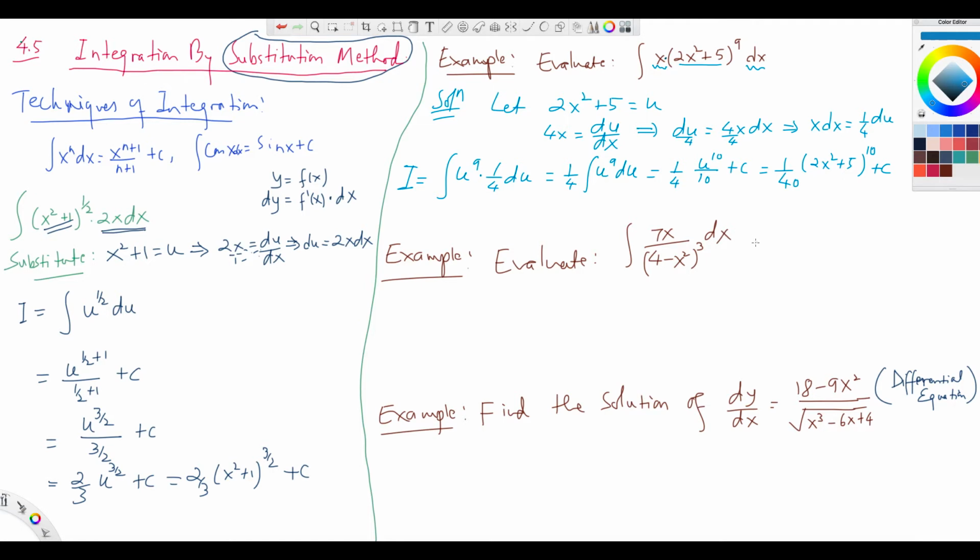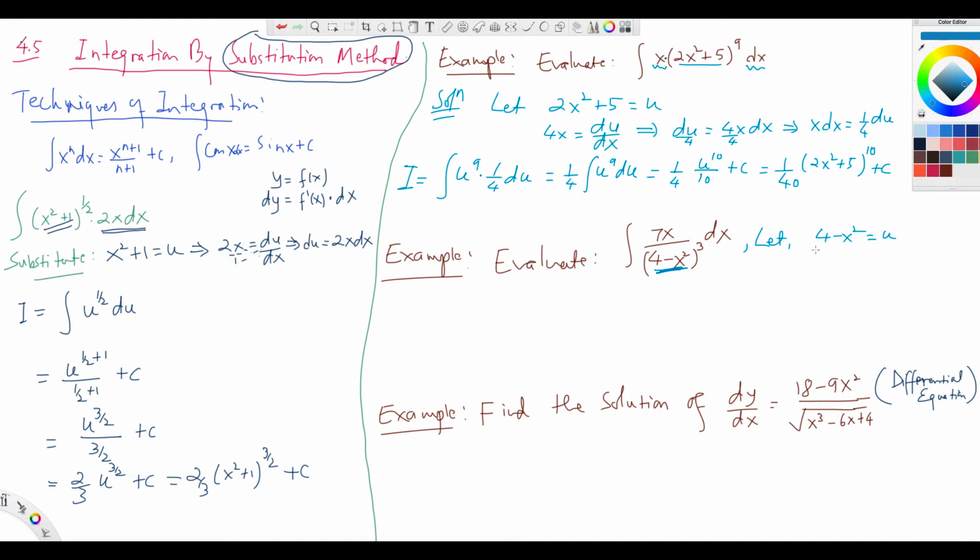So what do you think? What should be u? You're right, that must be u. That is the complicated form that has the power. So let's do 4 minus x squared equals u, or you can write u equals 4 minus x squared. That is exactly the same thing, no problem.